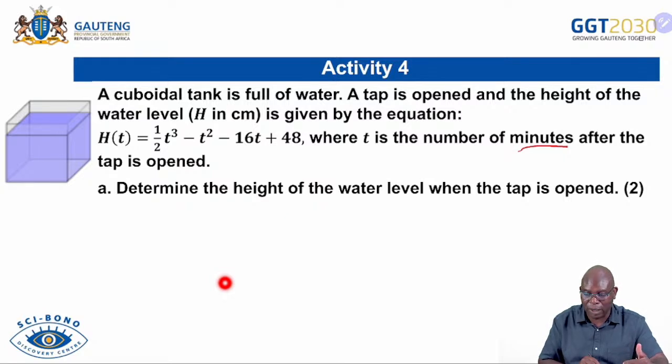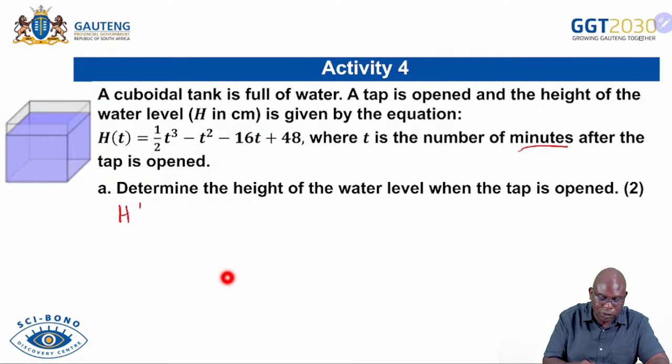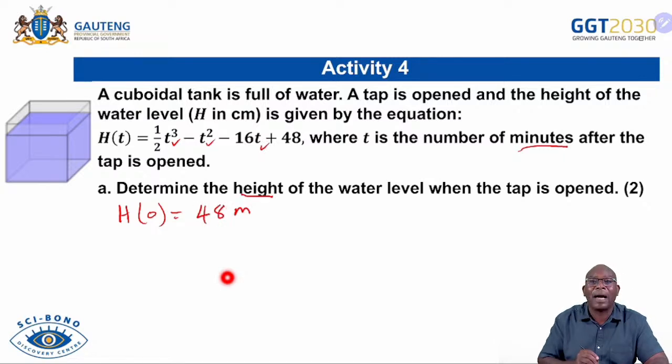So meaning that our t will be 0. So I'm having H of 0. If I substitute that by 0 and that by 0 and that by 0, what is my answer? 48 meters. I'm talking about the height now. So the height will be 48 meters.